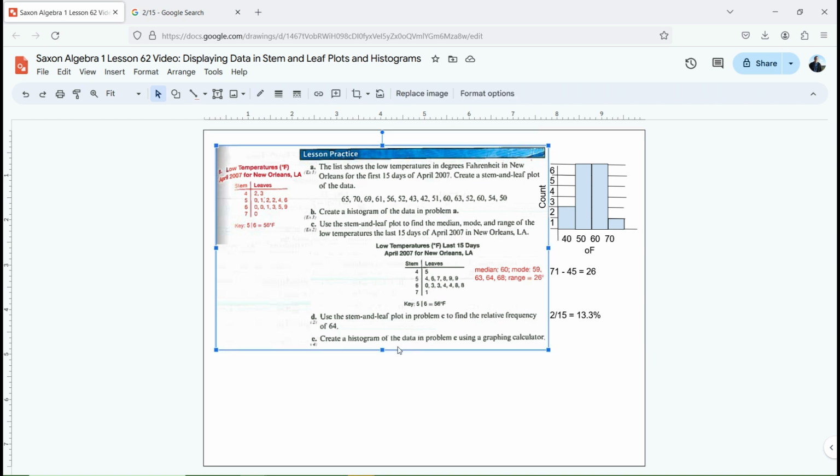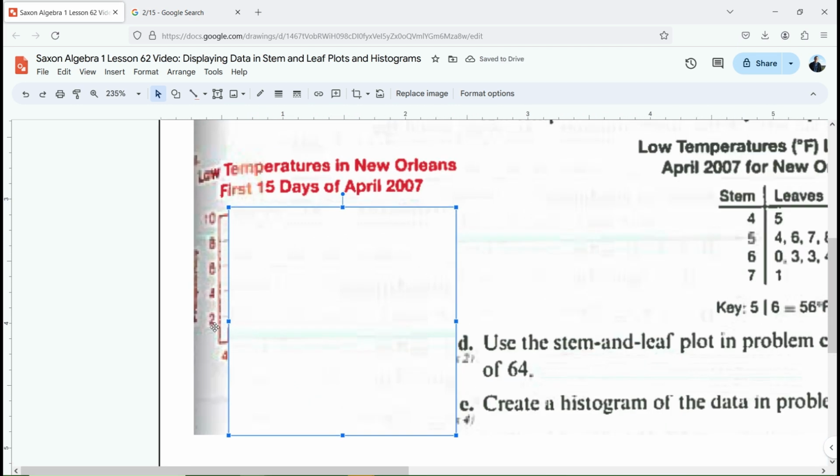All right, and then lastly, we need to create a histogram of the data in problem E. It tells us to use a graphing calculator, but we really don't have to. You could make a histogram without a graphing calculator. So here's what our histogram is going to look like for the first 15 days of April. On the left-hand side, it's going to be the number of counts. And what number am I going to go up to? Well, in the 60s, I have 1, 2, 3, 4, 5, 6, 7 different counts. So I'm going to go something that'll get me up to 7. Now, this is a little squished over here, but you can see it goes 2, 4, 6, 8, 10. 7 is somewhere on this graph.